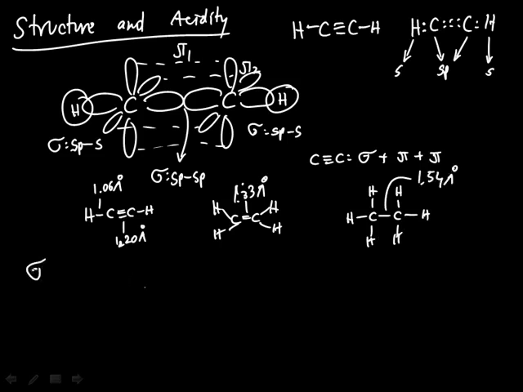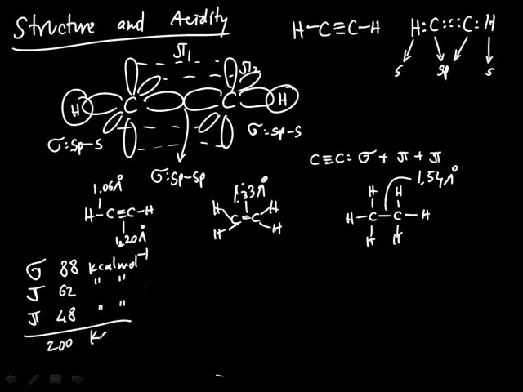Overall, the sigma bond of alkynes is worth about 88 kilocalories per mole. The first pi bond is about 62 kilocalories per mole, and the final pi bond is about 48 kilocalories per mole, adding up to the total value of about 200 kilocalories per mole, which is the total bond strength in the triple bond. So this is a very strong bond.